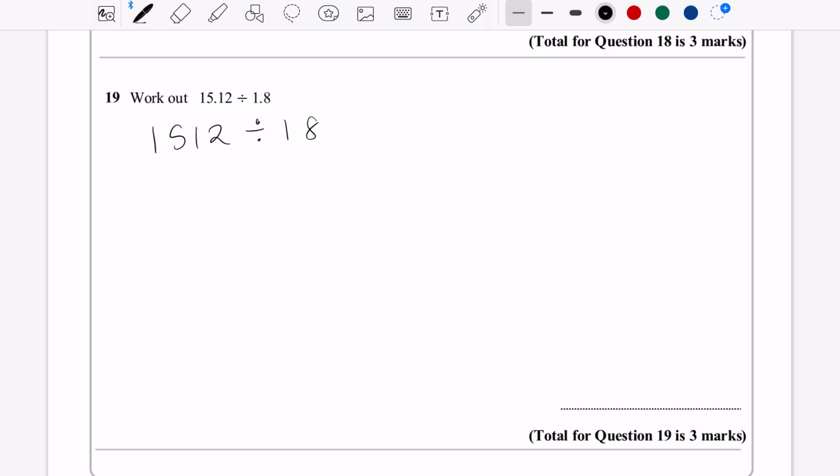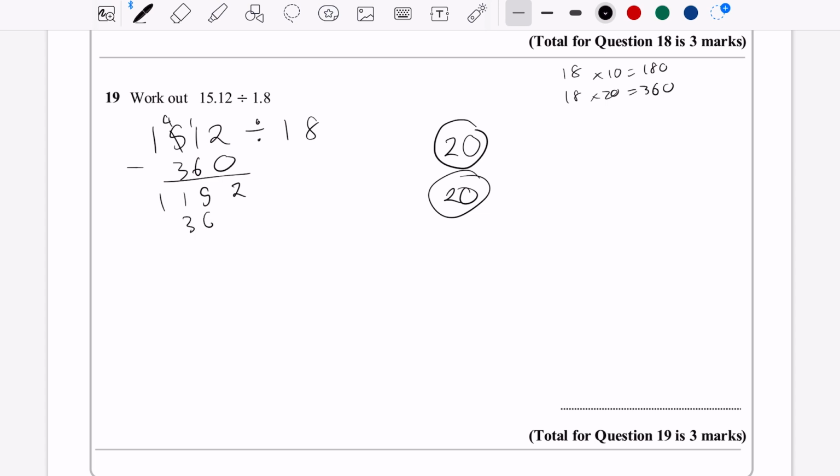So I'm going to start by doing 20 lots of 18 subtracted. Now I know 18 times 10 is 180. 18 times 20 is 360. I'm using that to help me. So I'm going to subtract the 360. So that becomes 1152. Okay, I'm going to do another 20 lots, so another 360 subtracted. I'm going to keep doing 20s until I can't do any more. One more.